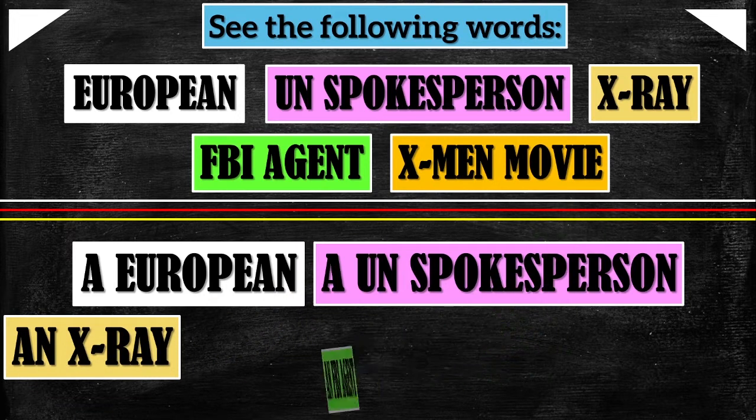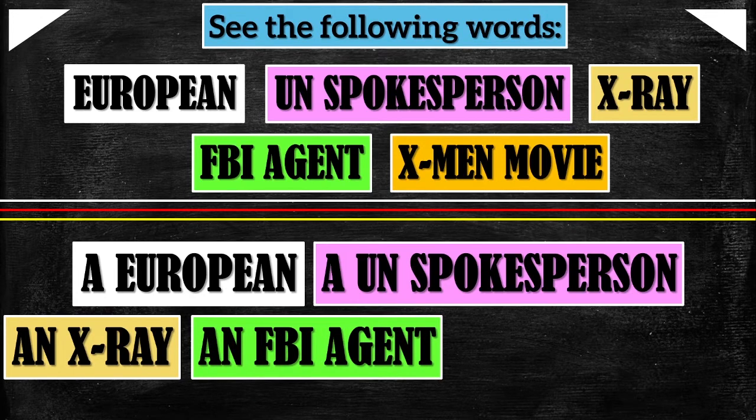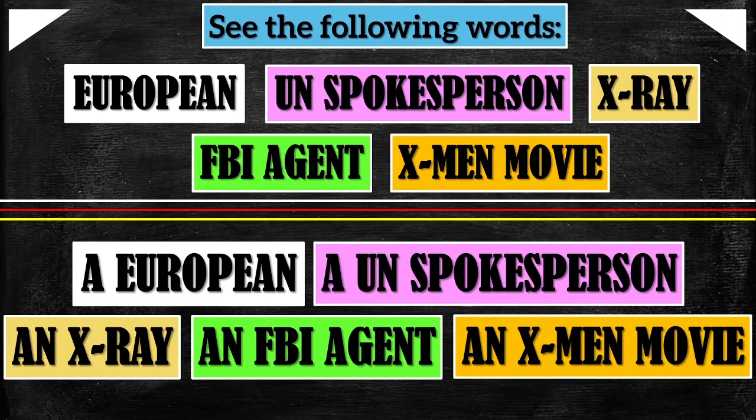Then you have an FBI agent, because F, even though it's a consonant letter, in sound and in pronunciation, it is "ef". So it goes with an. So that's why you have an FBI agent. And then you have an X-Men movie. And you have it in so many words like that. You can generate some words by yourself that you have inadvertently been putting the wrong indefinite article to, and you can show them in the comment section.